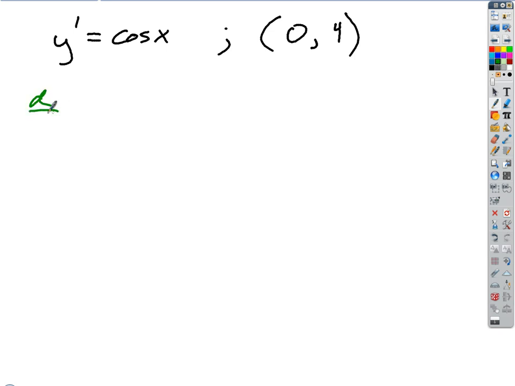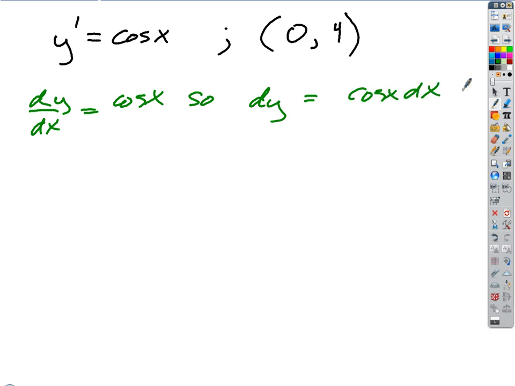We would say dy dx equals cosine x. So if I write it in differential form, dy equals cosine x dx, I can just integrate both sides, and we end up with the integral of cosine x dx equals y, right, equals our answer, y plus c.